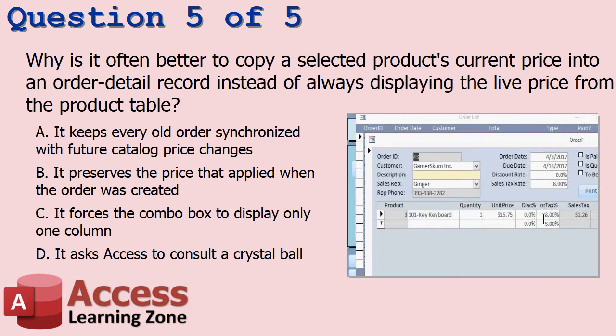And finally, question 5. Why is it often better to copy a selected product's current price into an order detail record instead of always displaying the live price from the product table? A. It keeps every order synchronized with future catalog price changes. B. It preserves the price that applied when the order was created. C. It forces the combo box to display only one column. Or D. It asks Access to consult a crystal ball.